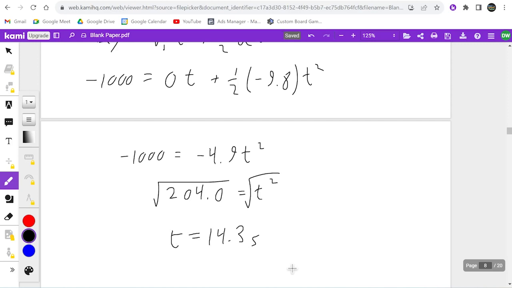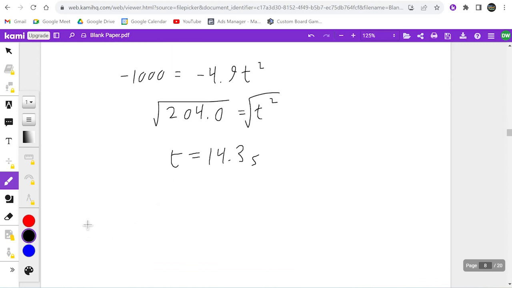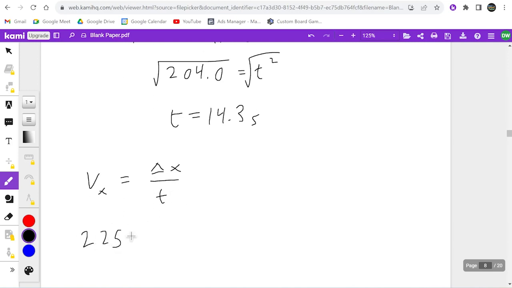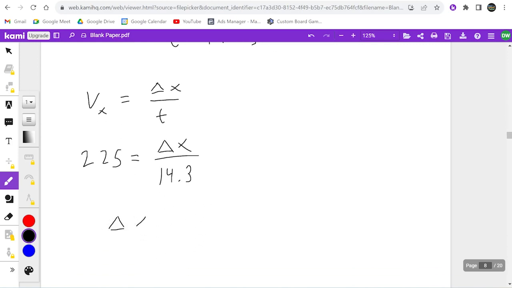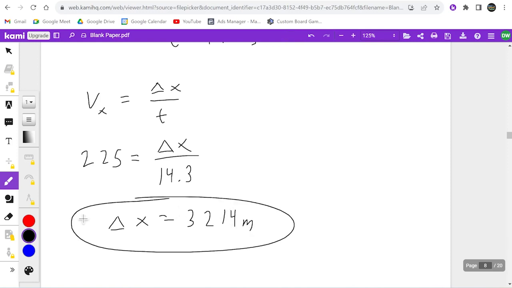Remember, time is not the final answer, but it is necessary that we got that so I could then solve for delta x. Because then going back to delta x, we said that Vx equals delta x over t. That velocity is 225 equals delta x over the time we just found, which is 14.3. And if you multiply by 14.3 on both sides, you'll get your delta x, which is 3,214 meters. Wow, we really missed the hospital.